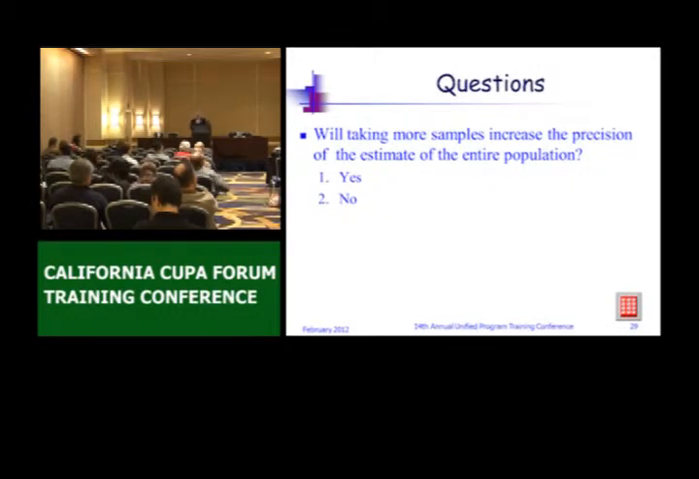Okay, will taking more samples increase the precision of the estimate of the entire population? Yes, absolutely. The more samples, the better. The perfect way is you take samples all night, you take a 90 bag sample, and you know exactly what you have. That's the idea. That's what I'm trying to demonstrate with this little candy, to give you a good sense of why one sample tells you absolutely nothing.